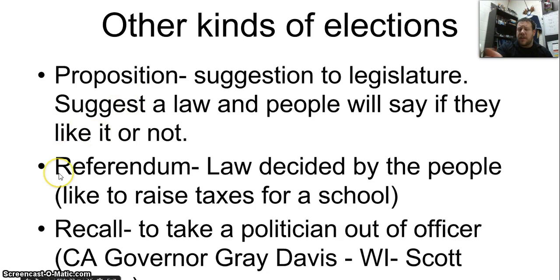There's also referendum. We had that here in Sauk before we built the new elementary school, which was a law decided by the people. So the people in Sauk voted, yeah, we're willing to raise our taxes to get a new elementary school. That's one thing they said they're okay with.